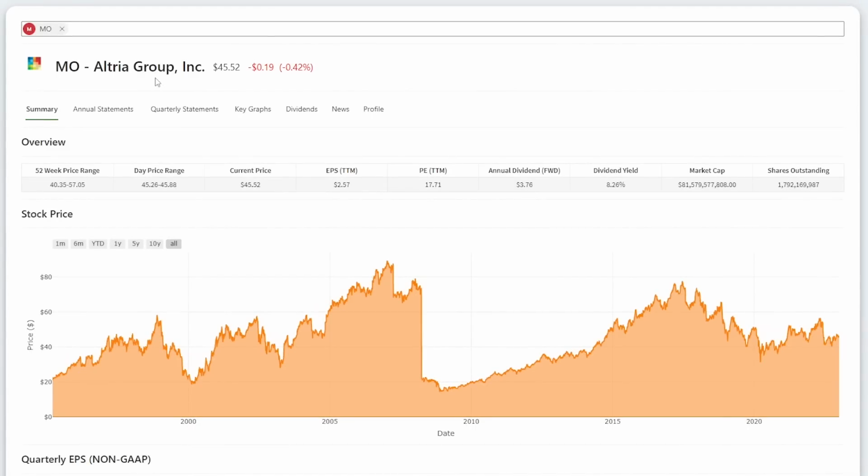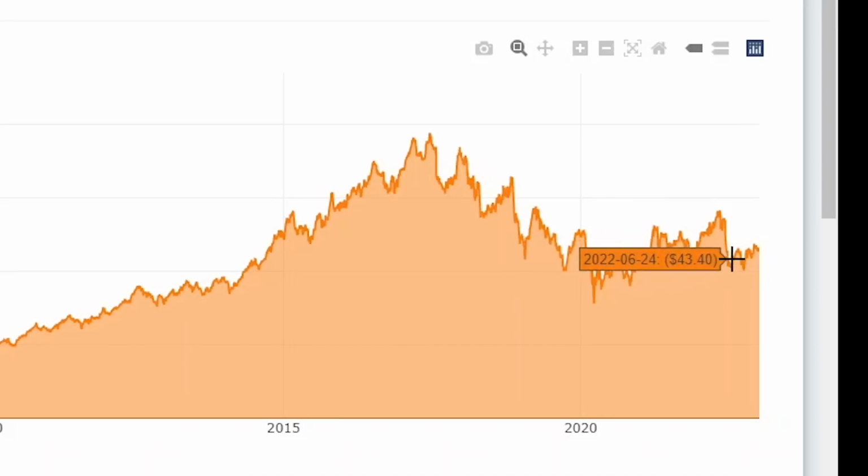Stock number three is the Altria Group, ticker symbol MO. The current stock price is $45.52 with 1.79 billion shares outstanding, giving it a market cap of $81.58 billion. This stock is down about 7% year over year.